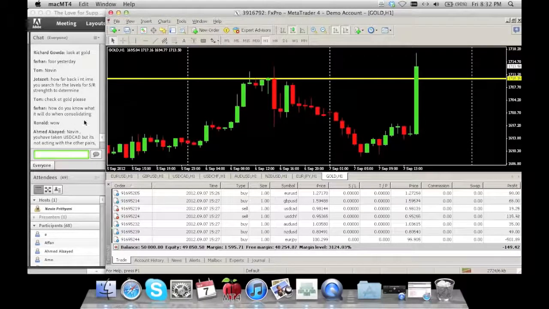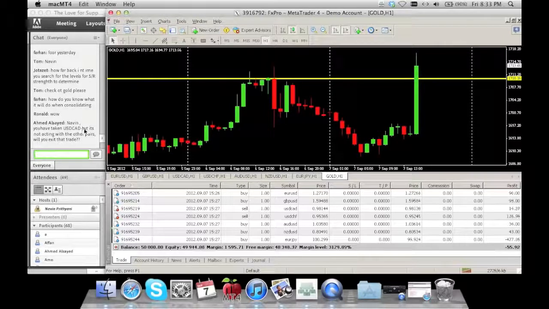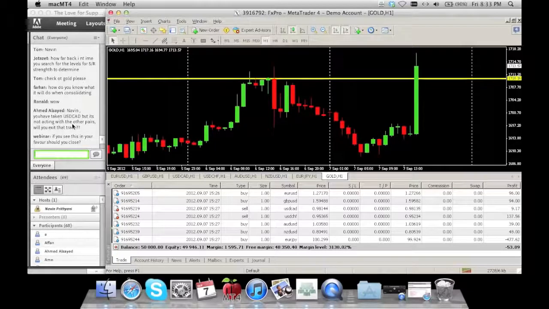Okay. Naveen, you have taken US dollar CAD, but it's not acting with the other pairs. Will you exit that trade? No, I always enter together, exit together. And there's no need to exit. It's only 3 minutes into the candle. 3 minutes into the news. The news plays out for a good 10-15 minutes. Many people come late to the NFP, they join, they put in money. Many people buy, they exit, they buy again, they sell. A lot of the gamblers are getting ready to buy and sell for the next 30 minutes until they run out of money. Okay.